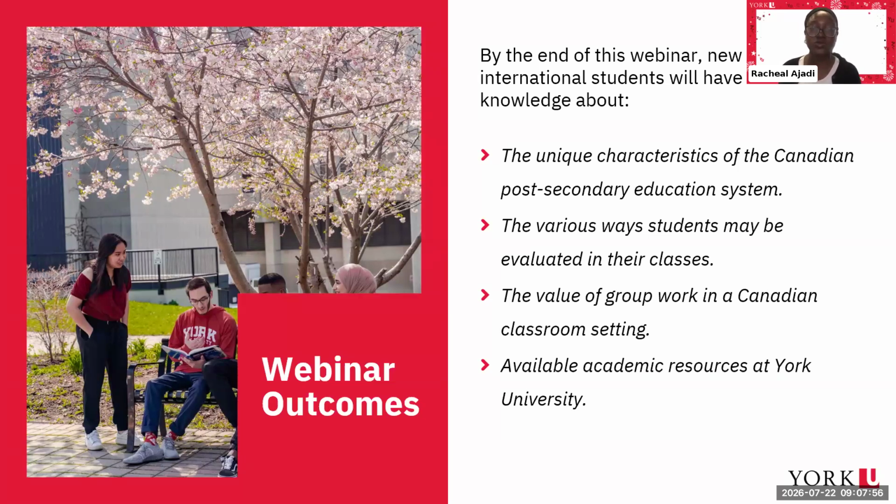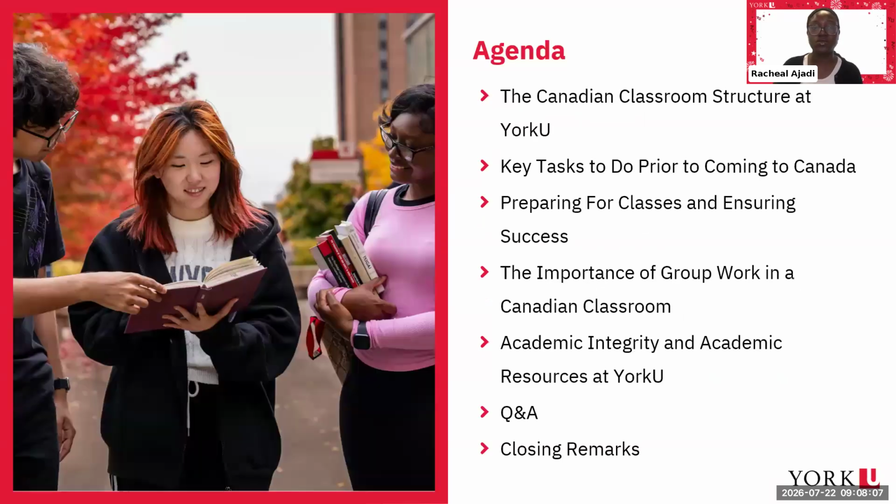And these outcomes are connected to real situations that you may experience in your first few weeks, such as reading a course outline, participating in a discussion, working in a group, or asking for academic help. Today we'll begin with the Canadian classroom structure, specifically at York University, and then we'll move into some key tasks to complete before coming to Canada, how to prepare for your classes and to support your success, the importance of group work, academic integrity, academic resources, and finally, we go over a Q&A and some closing remarks.